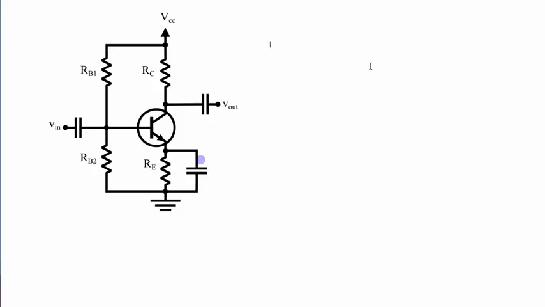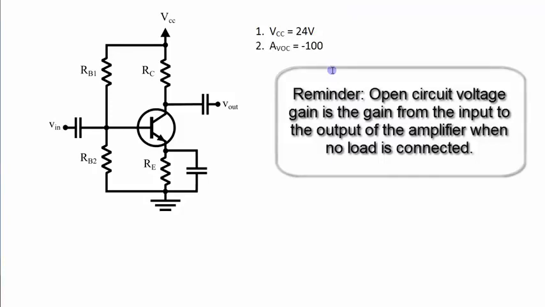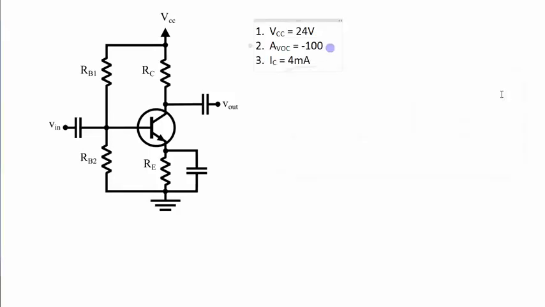So the criteria for this particular amplifier that I am going to design are: VCC, or my supply voltage, needs to be 24 volts. My open circuit voltage gain needs to be 100, or negative 100. This is an inverting amplifier. And I need to have my collector current at 4 milliamps for biasing.